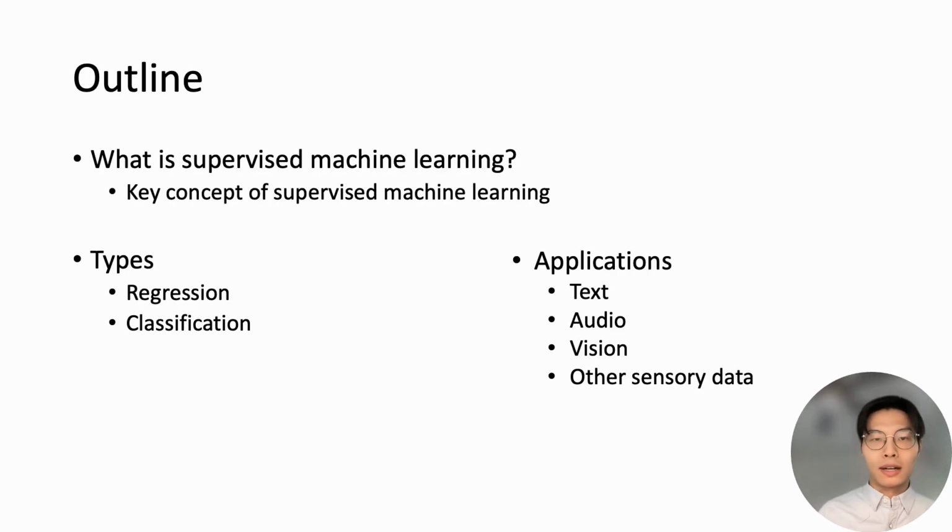Here is today's outline. First, we will briefly review what supervised machine learning is and introduce the key concepts of supervised machine learning. Then, we will categorize supervised machine learning into two different types of problems, including regression and classification problems. We will further discuss their potential applications with different input formats, including text, audio, vision, and other sensory data.